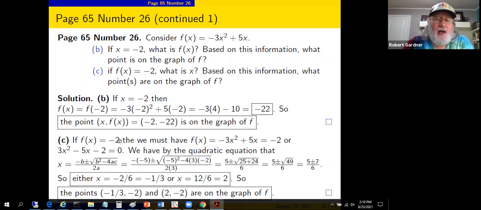We get the y value -2 both when x equals -1/3 and when x equals 2. So the point (-1/3, -2), x comma y, and the point (2, -2) are both on the graph. So you can have repeated output values.